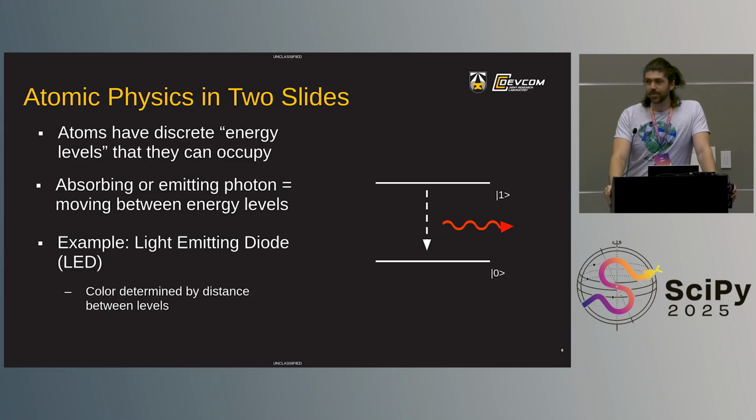An example that you would all be familiar with is a light-emitting diode, an LED. The physics of LEDs is a little more complicated, but the basic physics is there, where you have an electron that moves from a higher to a lower energy with a specific distance between them, and that distance is the color of your LED. So you might have a red LED. Blue LEDs were a big deal about 10 years ago.